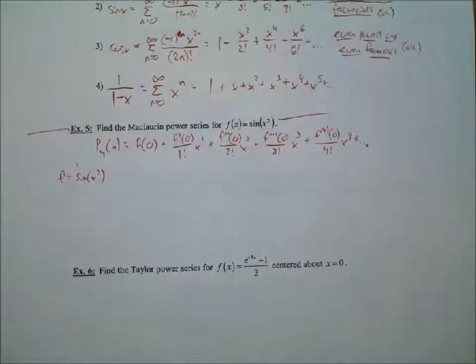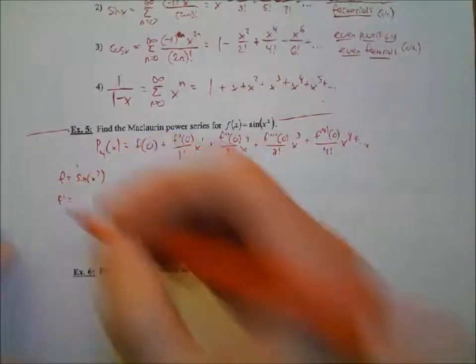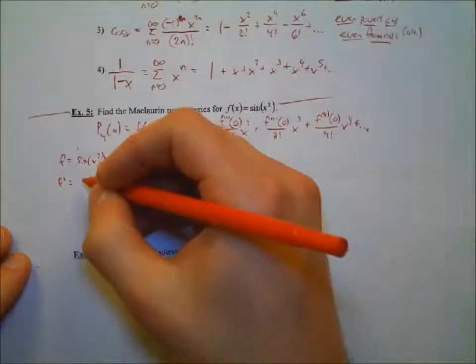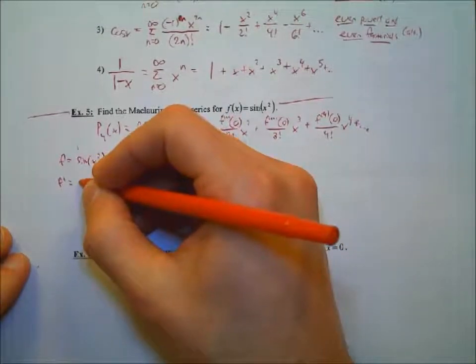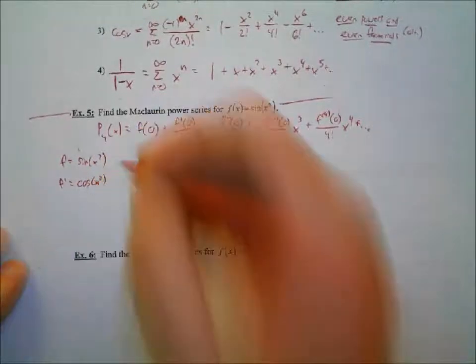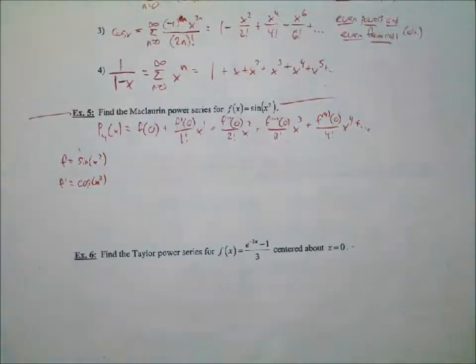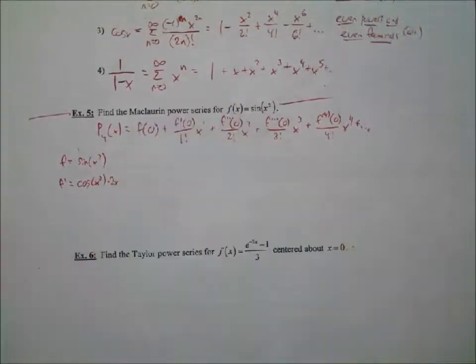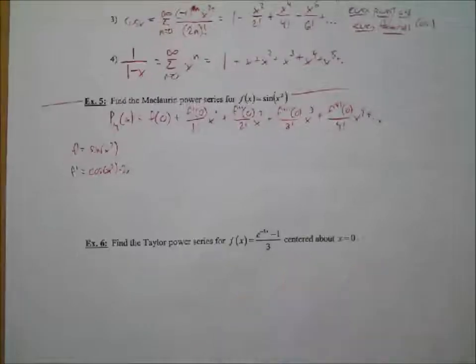And then f prime, we need to know what f prime is. So f prime would be equal to, take the derivative of sine of x squared. We have to use the chain rule there. Derivative of sine is cosine of x squared. All right, but we still have to do what? Times what's inside, so times 2x there on the outside. So it's cosine of x squared times 2x.